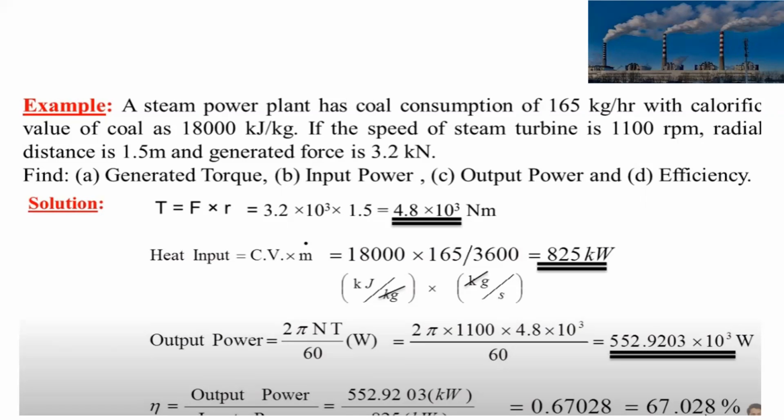You just have to be patient. See what is given. We know that torque is given by force into radius. Force is given as 3.2 kilonewtons, kilo means 10 raised to 3, into 1.5, which is the distance or radius.